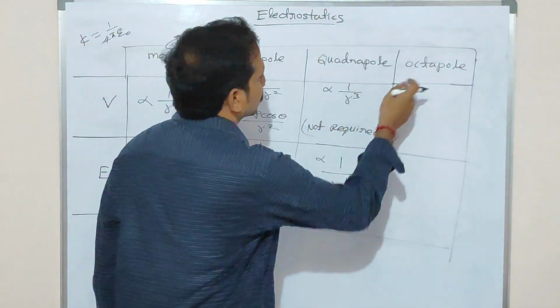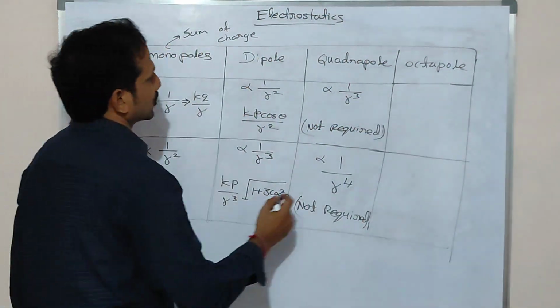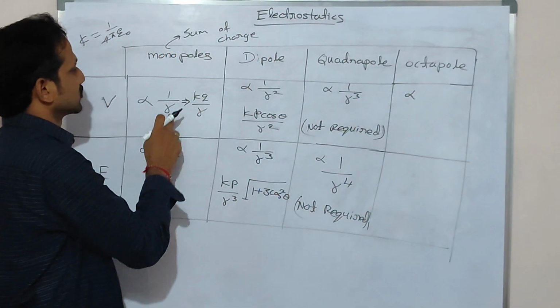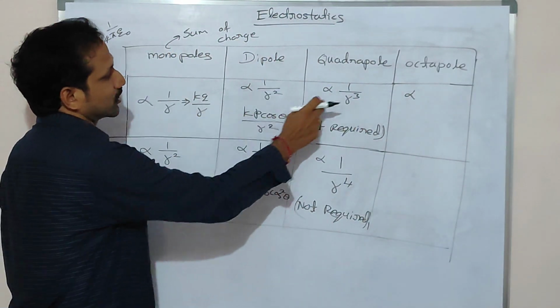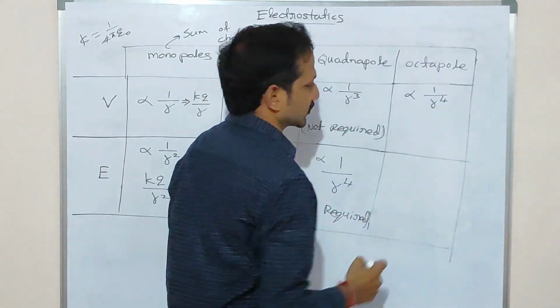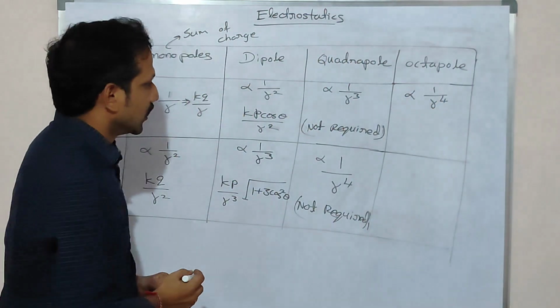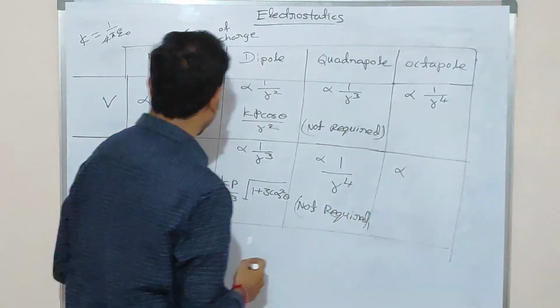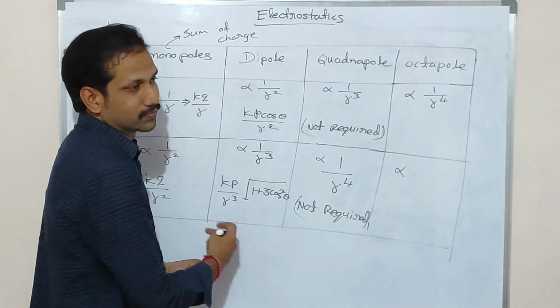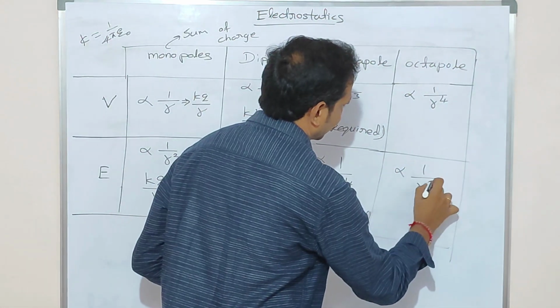Coming to octupole, the potential you can guess here. If you see the relation, it is 1 by r square, 1 by r cube, next it will be proportional to 1 by r power 4. You're right if you guessed that. And the field you can also guess. For monopoles it is 1 by r square, 1 by r cube, 1 by r power 4, so it is going to be 1 by r power 5.